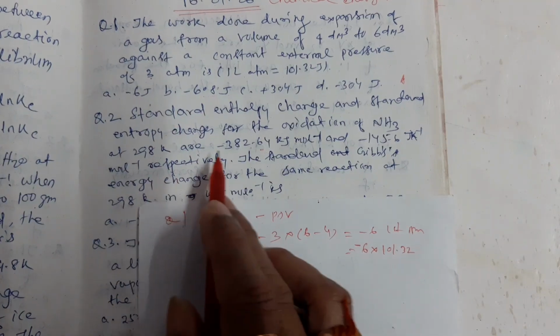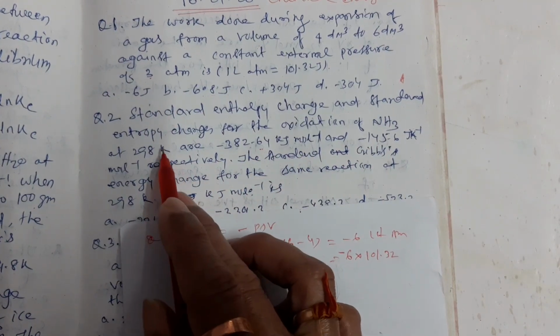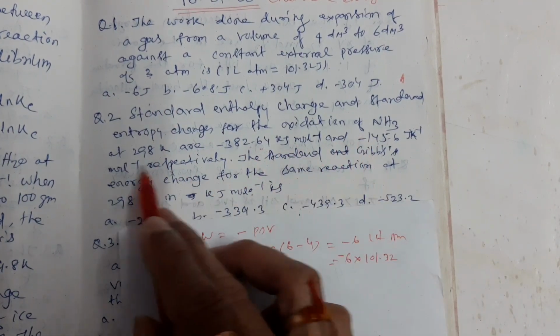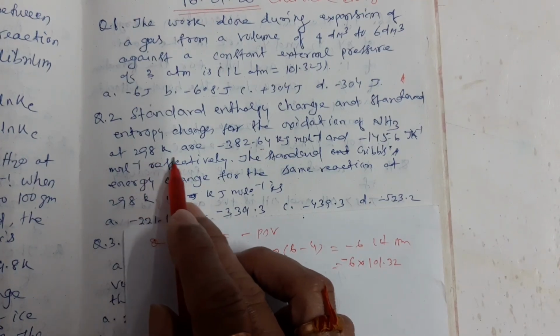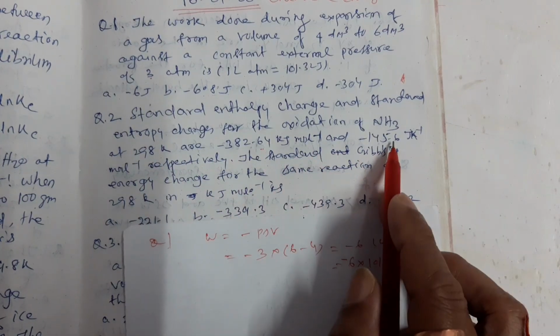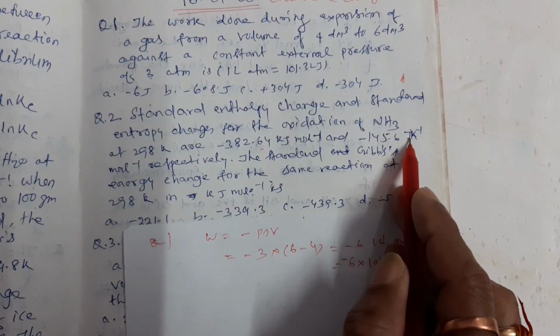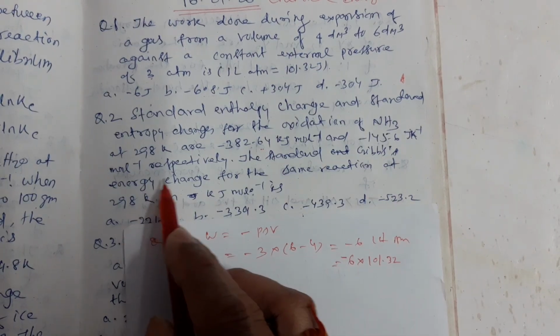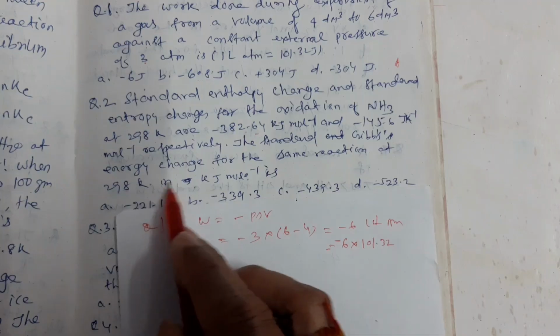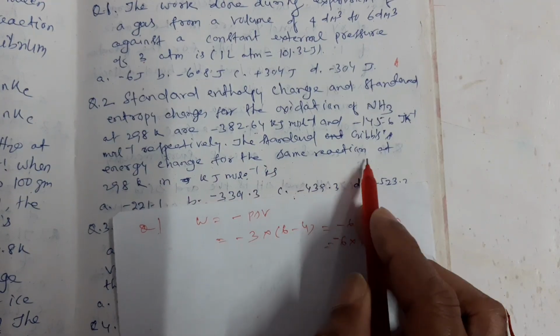Next, the standard enthalpy change and standard entropy change for the oxidation of ammonia at 298 Kelvin are this much and this much. This is in kilojoule and this is in joule, so you have to convert joule to kilojoule, per mole respectively. The standard Gibbs energy for the same reaction is what?